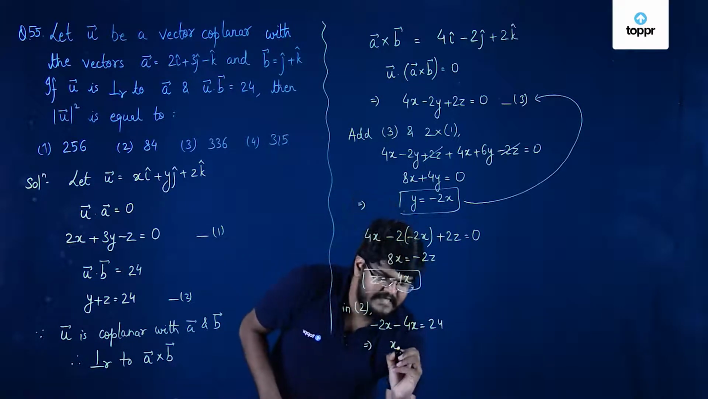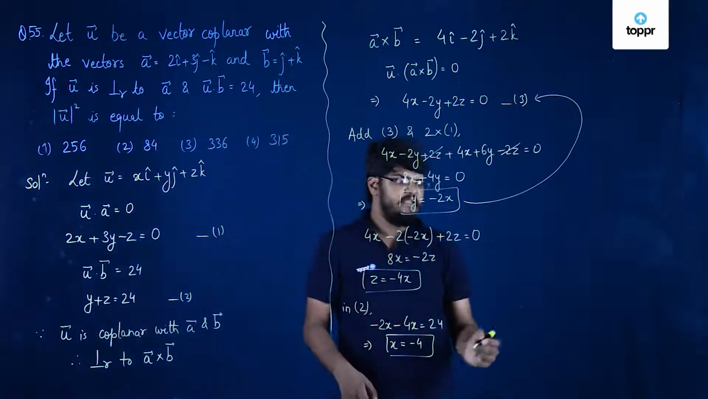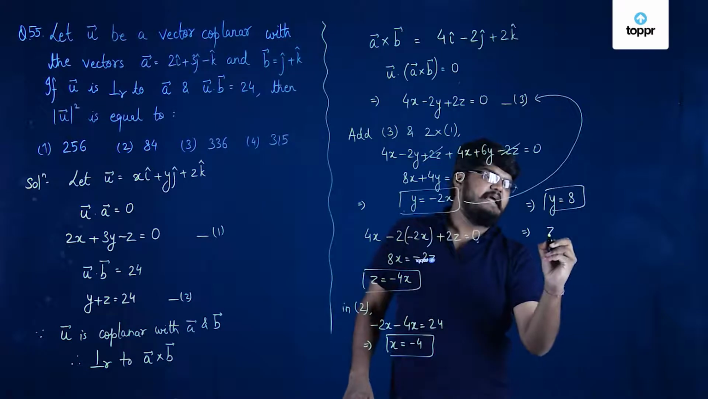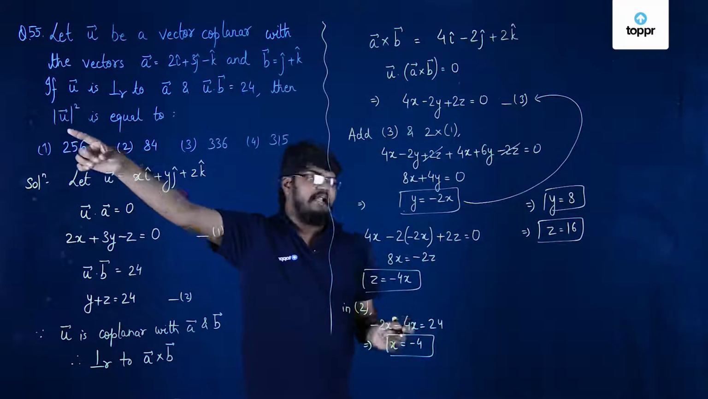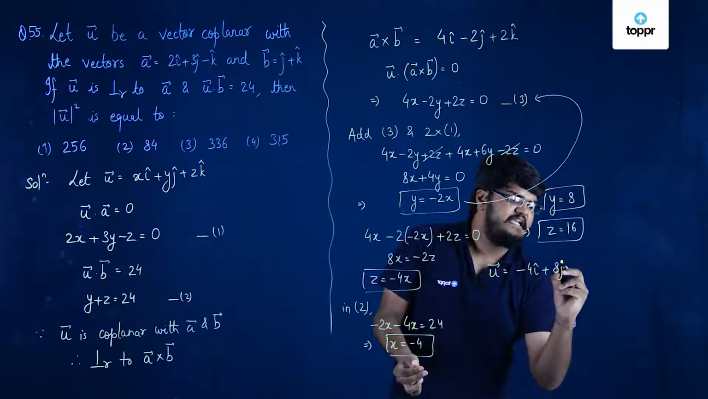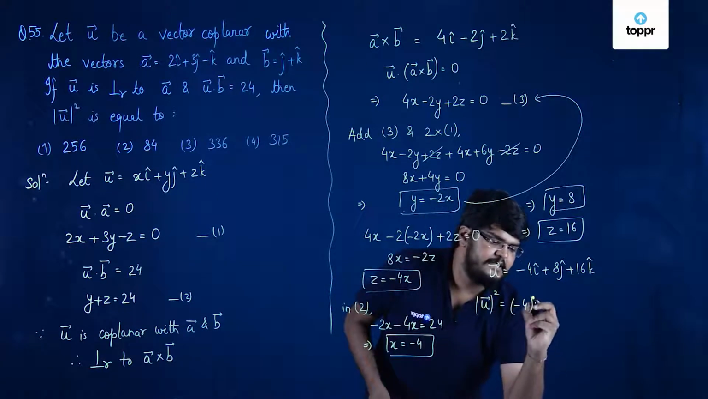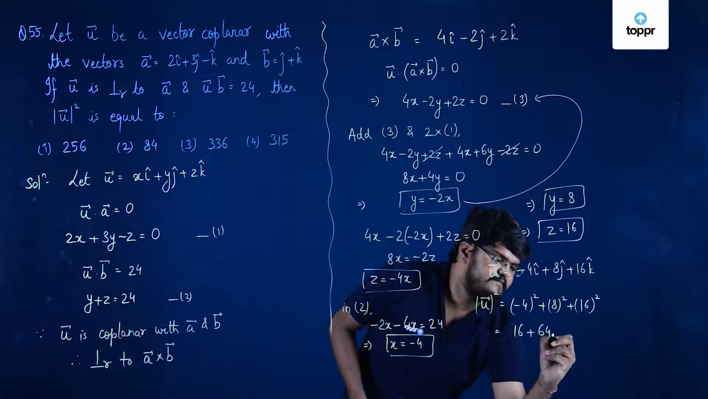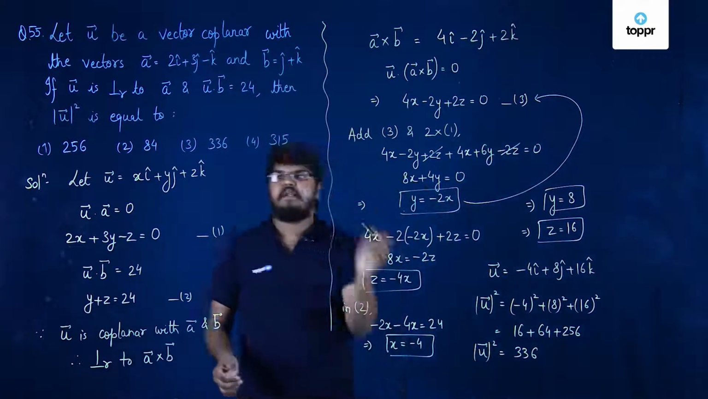This implies that x is 24 upon minus 6, that is minus 4. So x is equal to minus 4, which implies that y is equal to minus 2 times minus 4, which is 8, and z is equal to minus 4 times minus 4, which is 16. So our u vector is equal to minus 4 i cap plus 8 j cap plus 16 k cap. And u vector square is equal to minus 4 square plus 8 square plus 16 square. Simplifying, it becomes 16 plus 64 plus 256, which is equal to 336. That is why the answer we are looking for is option number 3.